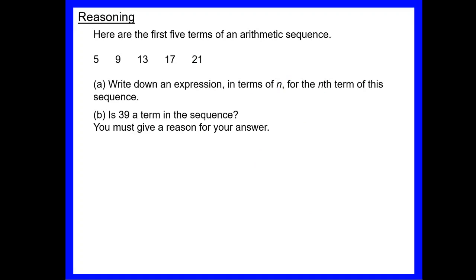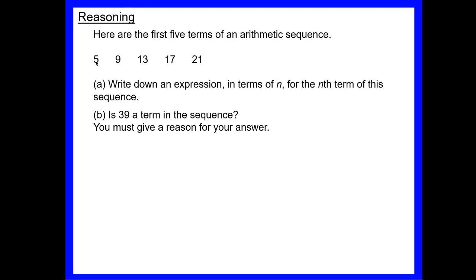Okay, so sometimes we're asked to prove whether numbers are in a sequence as well. So let's have a look at this exam question. It says, here are the first 5 terms in an arithmetic sequence: 5, 9, 13, 17, 21. Part A, write down an expression in terms of n for the nth term of this sequence. When it says in terms of n, it simply means we need to have the letter n in our answer. So we're going to write down our rule.